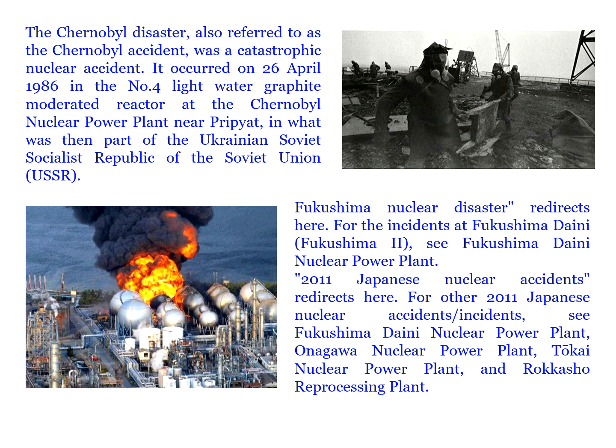So the Chernobyl disaster, also referred to as the Chernobyl accident, was a catastrophic nuclear accident. It happened on 26th April 1986 in the number 4 light-water graphite-moderated reactor at the Chernobyl nuclear power plant near Pripyat, in what was then part of the Ukrainian Soviet Socialist Republic of the Soviet Union, the USSR.